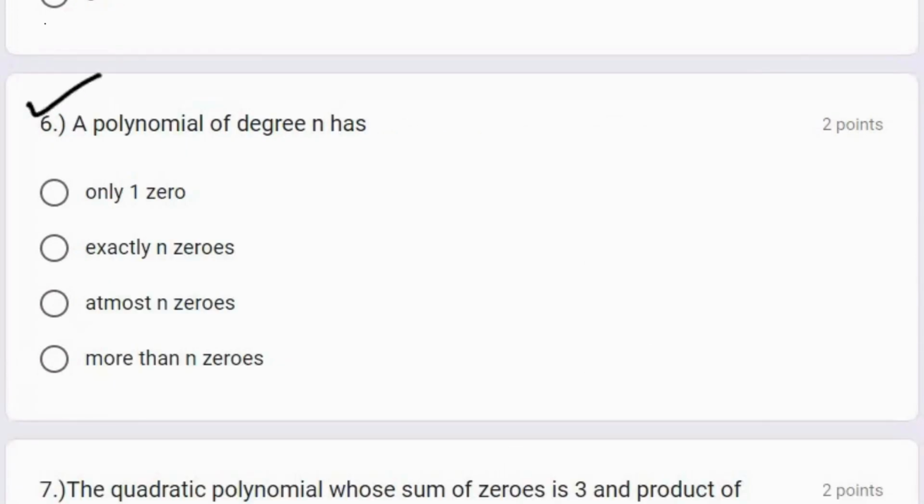Coming to sixth question, a polynomial of degree n. A polynomial of degree n has only one zero, exactly n zeros, at most n zeros, more than n zeros. A polynomial of degree n has at most n zeros. This is an important question, very important question. How many zeros will a polynomial whose degree is n have? It will have at most n zeros.